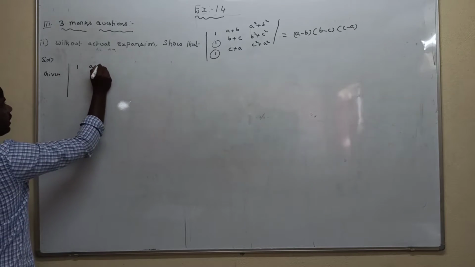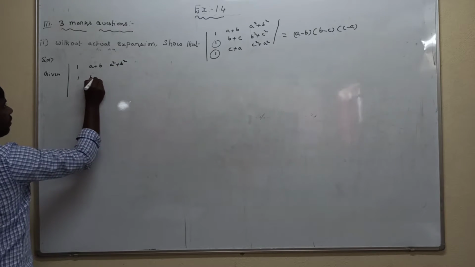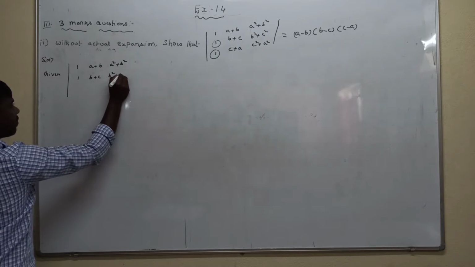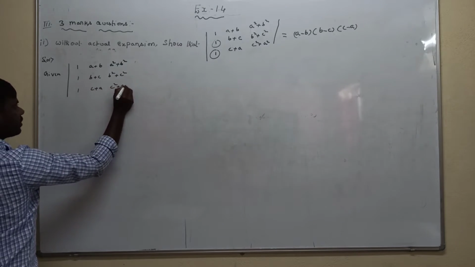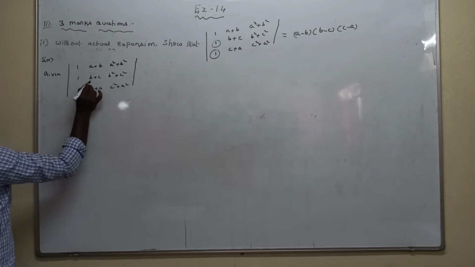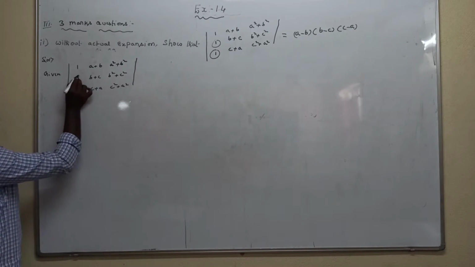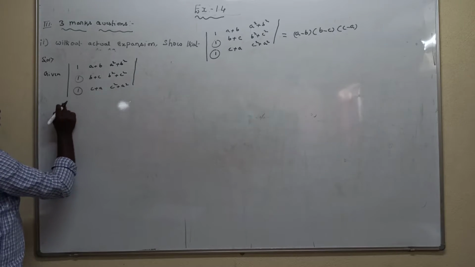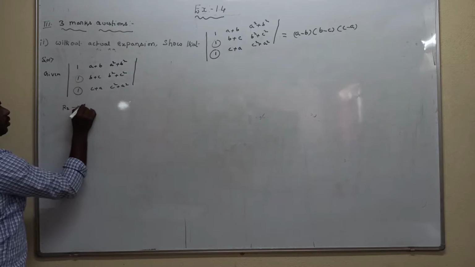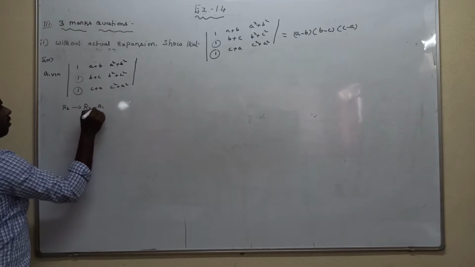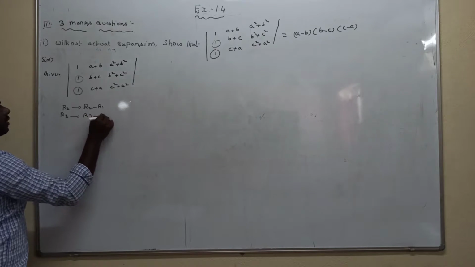1, a plus b, a square plus b square; 1, b plus c, b square plus c square; 1, c plus a, c square plus a square. Now all the elements in the first column are 1. That's why I am proving this one 0, this one 0, taking with the help of the first row. That's why R2 changes to R2 minus R1, R3 changes to R3 minus R1.